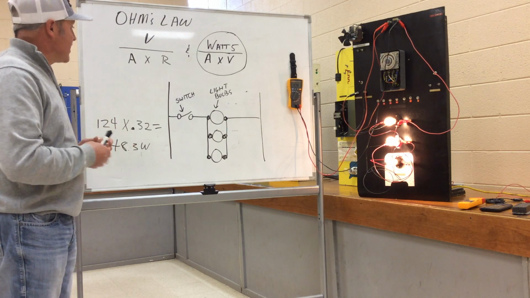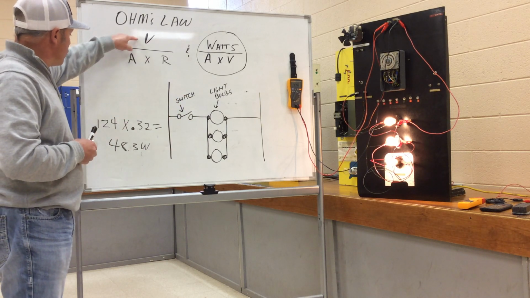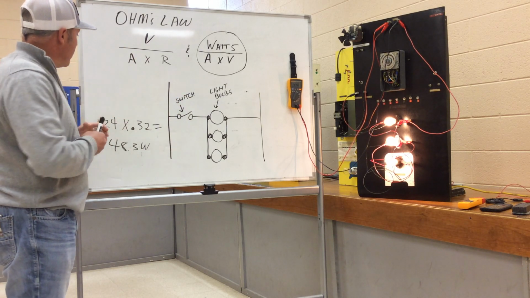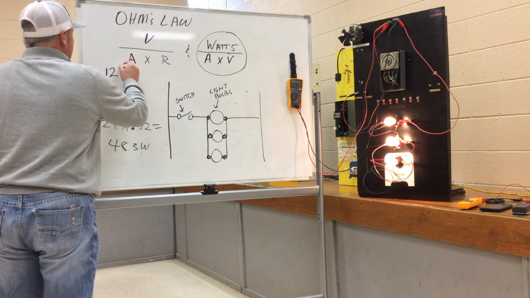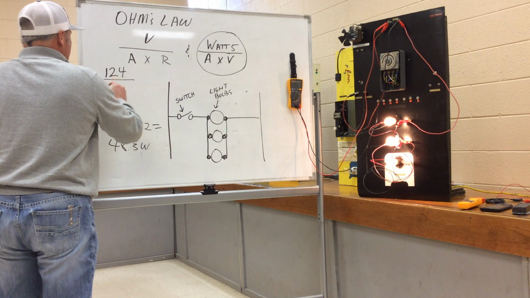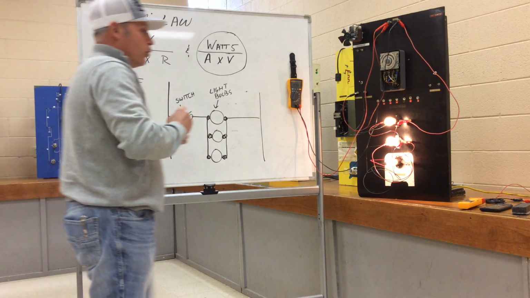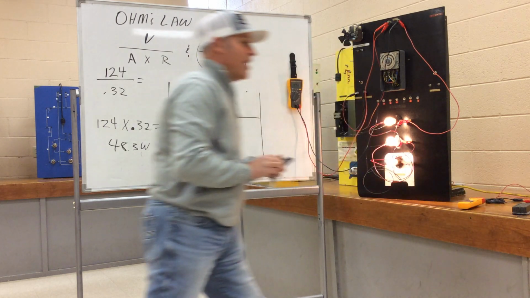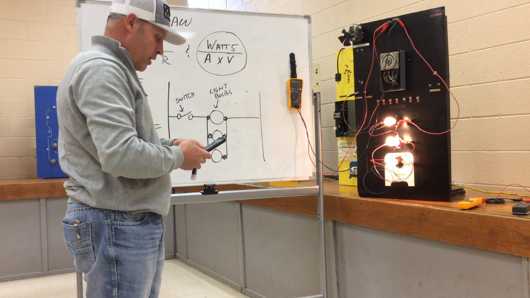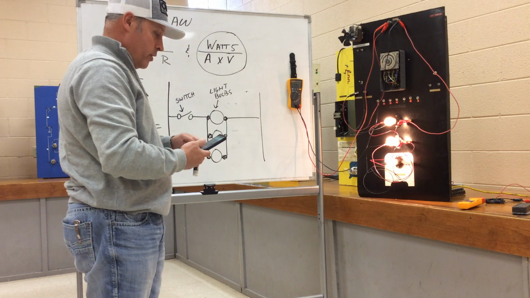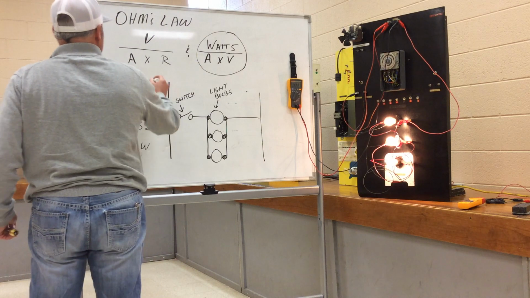So we could do the resistance with the same demonstration. Now that we know the voltage, 124, and we know the amperage, we could take 124 volts and divide it by 0.32, and that would give us our total resistance in that circuit. 124 divided by 0.32, we have 387 ohms.